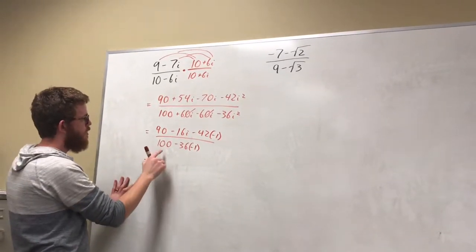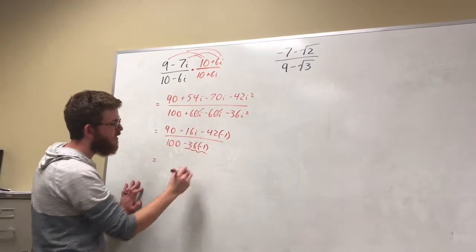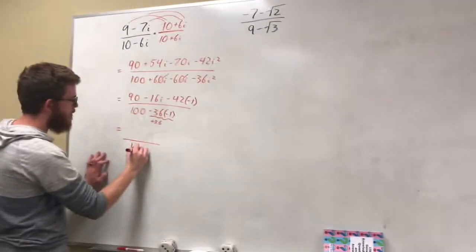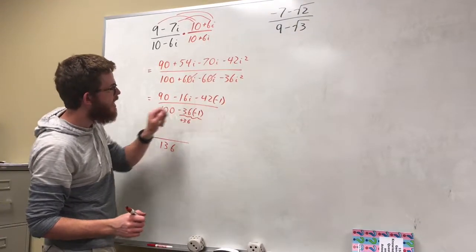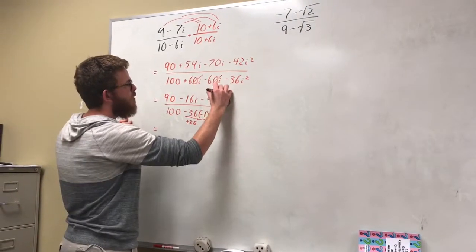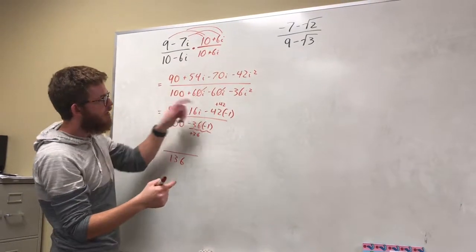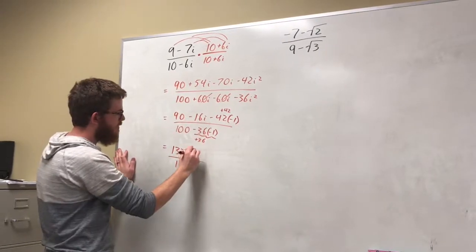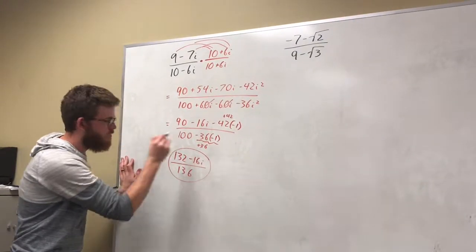Now, 100 minus 36 times -1, 36 times -1 is a positive 36. So on the bottom, I now have 136. On the top, negative 42 times -1 is a positive 42. And when I add that to 90, 90 plus 42 gives me 132. And I still have that negative 16i. And we can leave our answer just like that.